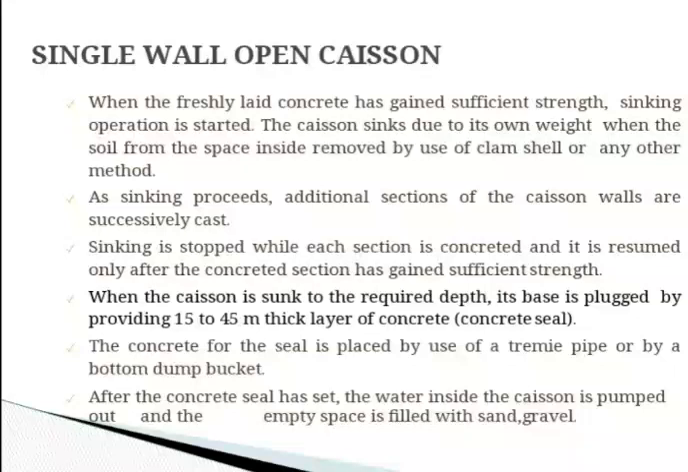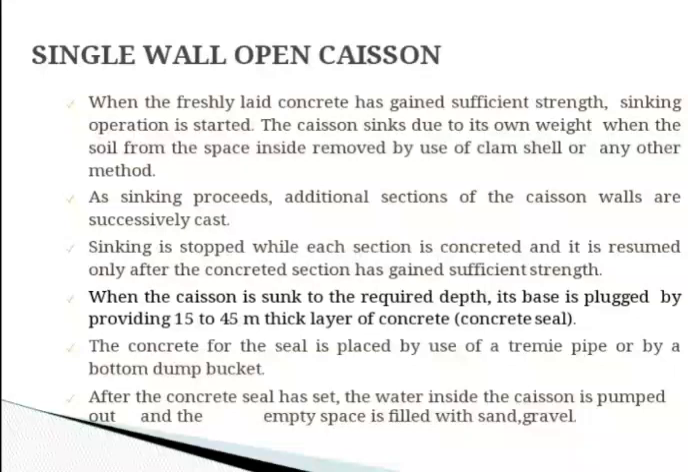When the caisson is sunk to the required depth, its base is plugged by providing a 15 to 45 meter thick layer of concrete, or say concrete seal. The concrete for the seal is placed by the use of a tremie pipe or by a bottom dump bucket. After the concrete seal has set, the water inside the caisson is pumped out and the empty space is filled with sand or gravel.